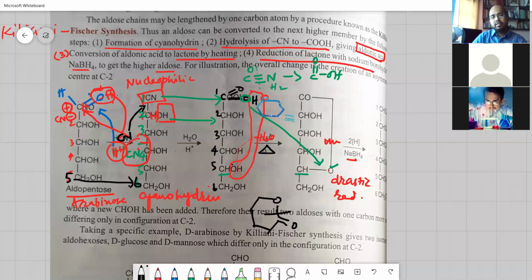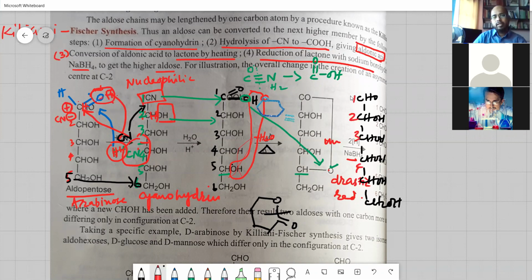I will write it here: CHO, CHOH, CHOH, CHOH, and CH2OH. Now if you start numbering, you can write 1 2 3 4 5 and 6.